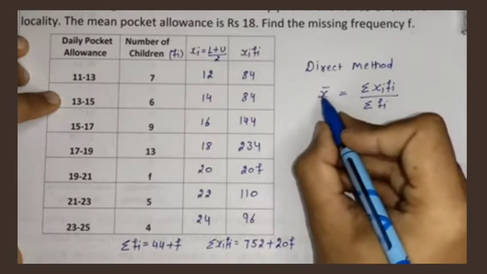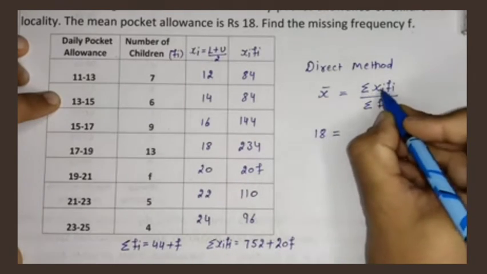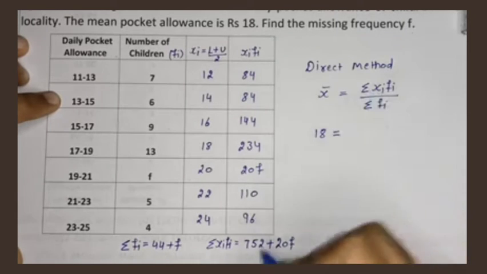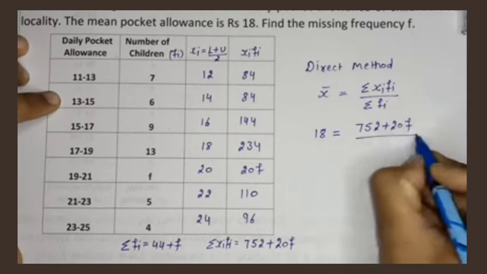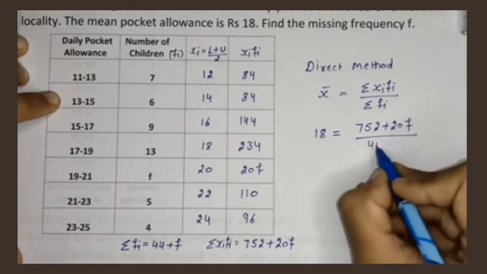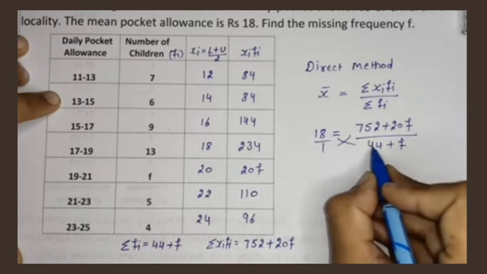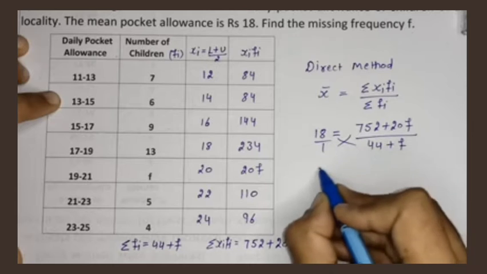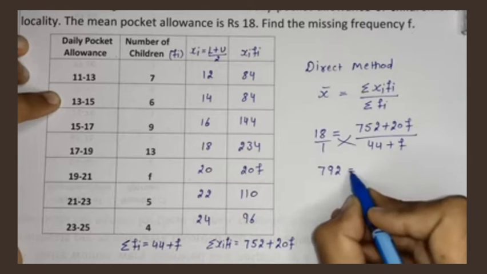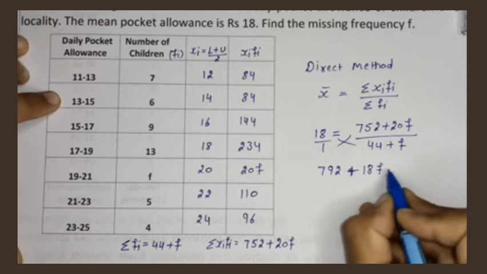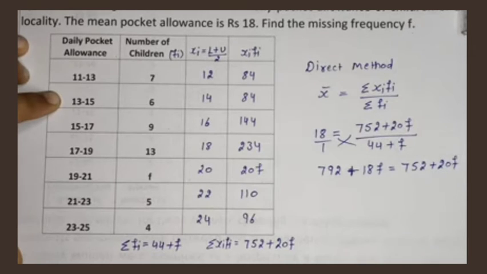Now put these values in the equation. Mean is given as 18. So 18 is equal to summation fi xi, whose value is 752 plus 20f, upon summation fi, which is 44 plus f. Now do the cross multiplication for solving for f. Now 18 into 44, that is 792. For that 18 will multiply to 7 also, therefore plus 18 into 7, that is 126. 18f, 18 into f, 18f.